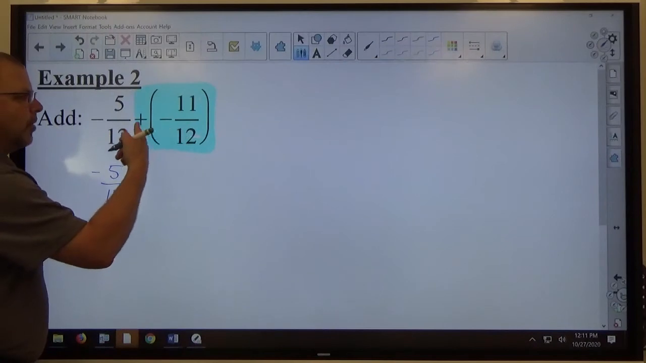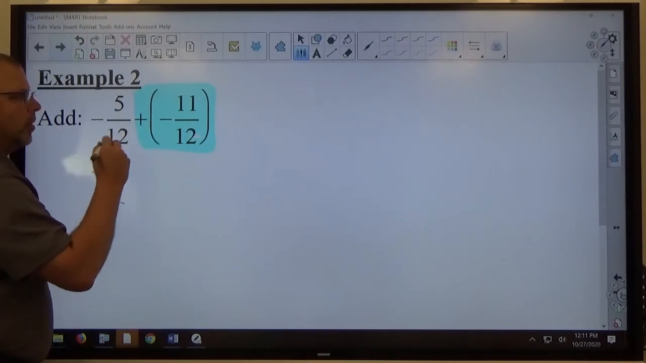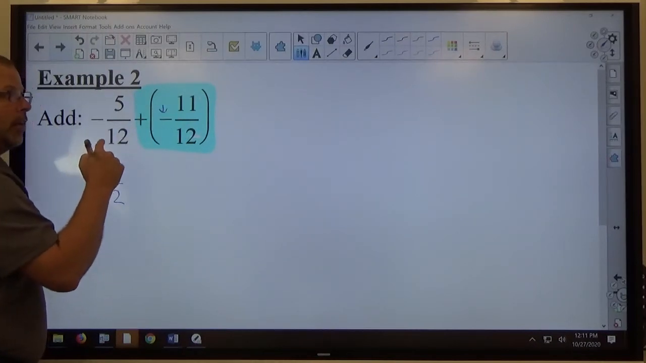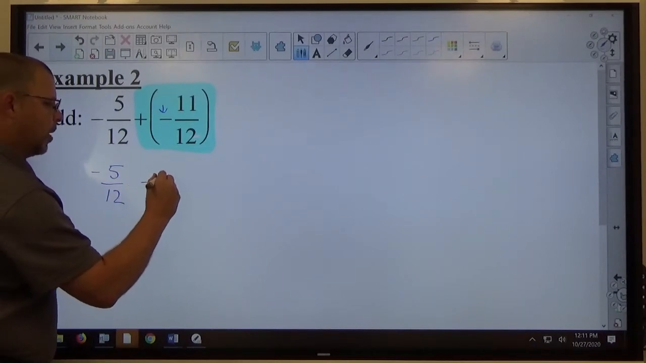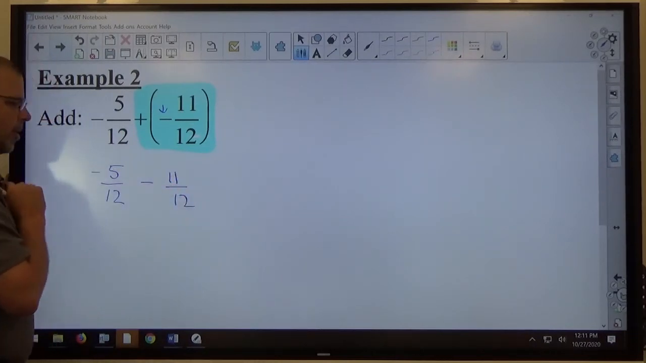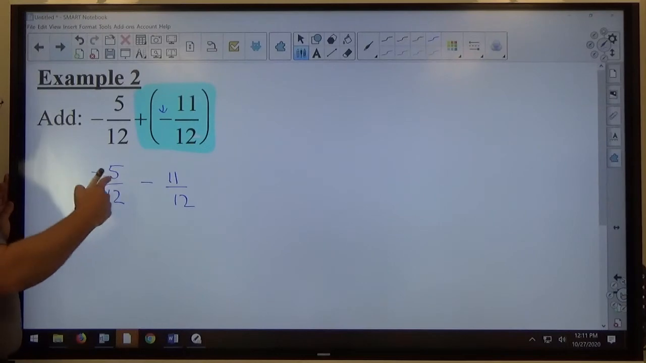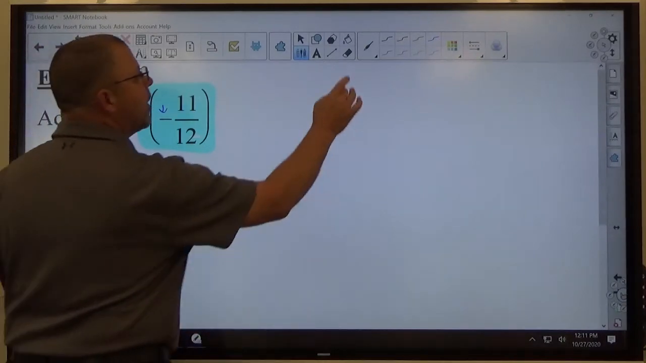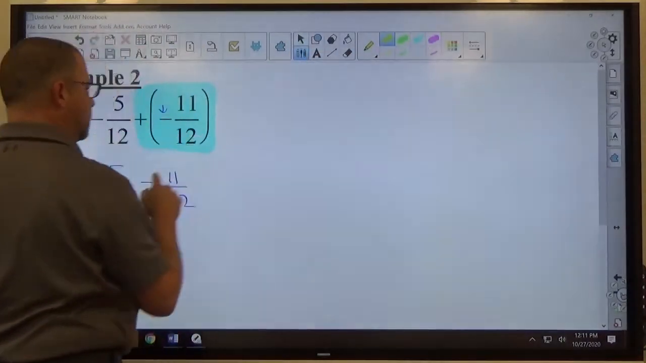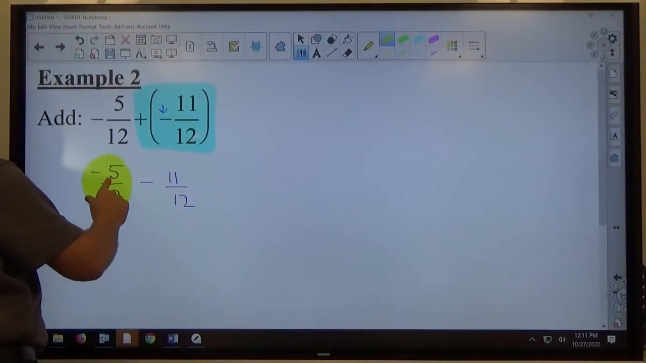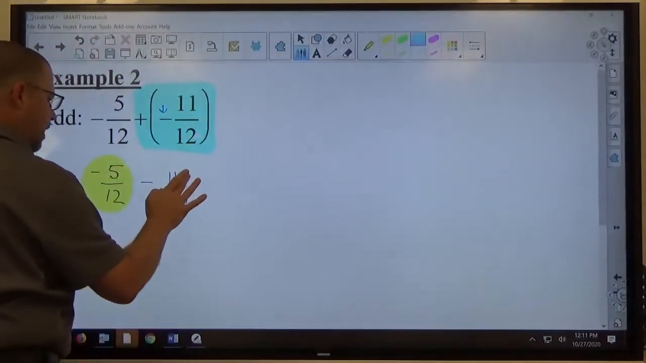How many minuses are in the second part of this thing? One minus, and one is odd, which means that's minus 11/12. Like so. So now I'm dealing with two numbers. First number is negative 5/12, which is negative, right? And the second number is negative 11/12.